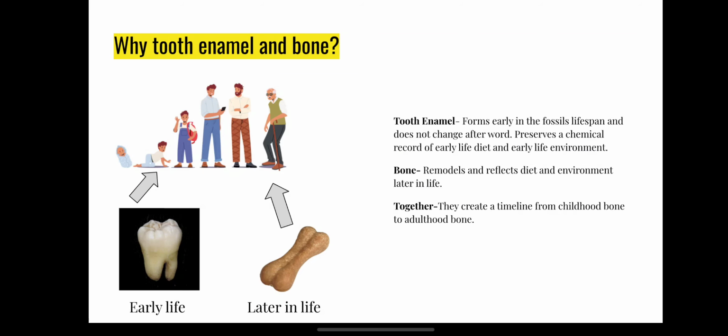Now, why tooth enamel and bone? Tooth enamel forms in early childhood and doesn't change after that. And it's like a snapshot chemically of an organism's early life. So whatever diet or water source a person had as a child, it gets locked into their enamel permanently. Bones, on the other hand, are constantly remodeling. They break down, and rebuild themselves at a constant rate. This means that the chemical signals in the bone reflect what the fossil ate, drank, and experienced later in life.